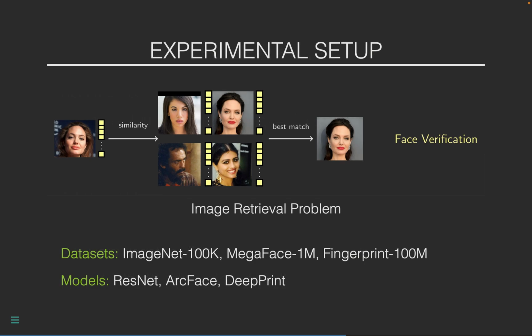We evaluate our approach in the context of image search and retrieval. We consider three datasets: ImageNet with a gallery size of 100,000, MegaFace with a gallery size of 1 million, and fingerprints with a gallery size of 100 million. For ImageNet, we use features from a pre-trained ResNet, and we use ArcFace features for faces and DeepPrint for fingerprints.